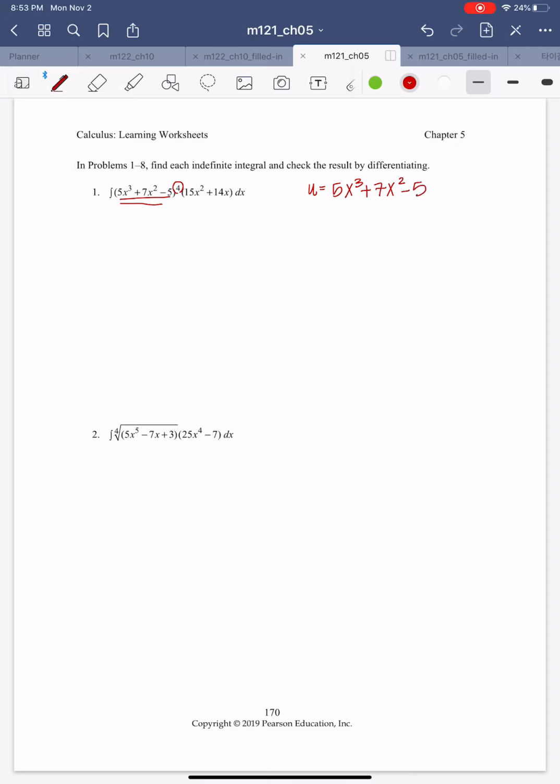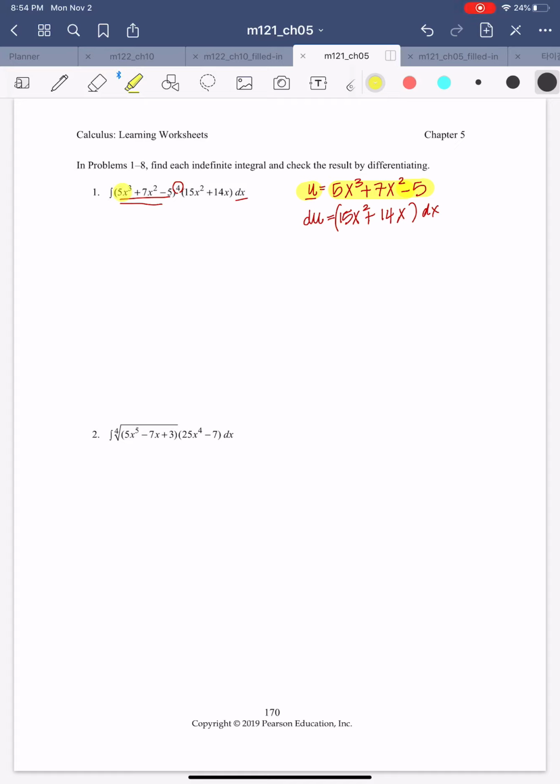Then my du, if I take the derivative, I need a du because I want to change now the x terms into the u term. So I cannot have a dx, but I just have to have a du. Then the derivative of the function here is 15x squared plus 7 times 2, 14x, minus 5 equals 0. So anytime you are done, you put dx. Well, take a look. My u will be 5x cubed plus 7x squared minus 5.